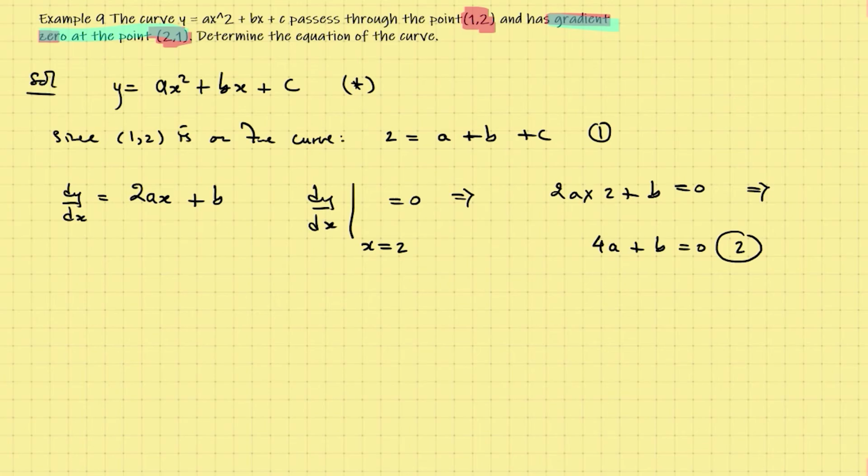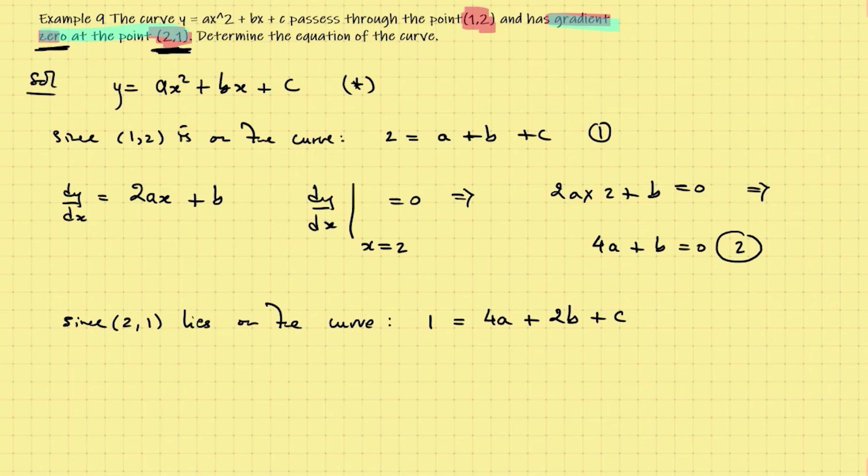So how am I going to get my third bit of information? Well, since the point (2, 1) is where we worked out our gradient, because we know the gradient is 0 at that point, we also know that point must lie on the curve. So since (2, 1) lies on the curve, I can substitute the point into the star equation again. So y is 1 this time, and x is 2, so x squared is going to be 4, so I'm going to get 4a, plus bx is going to be 2b, and then plus c, right? So this is my third equation.